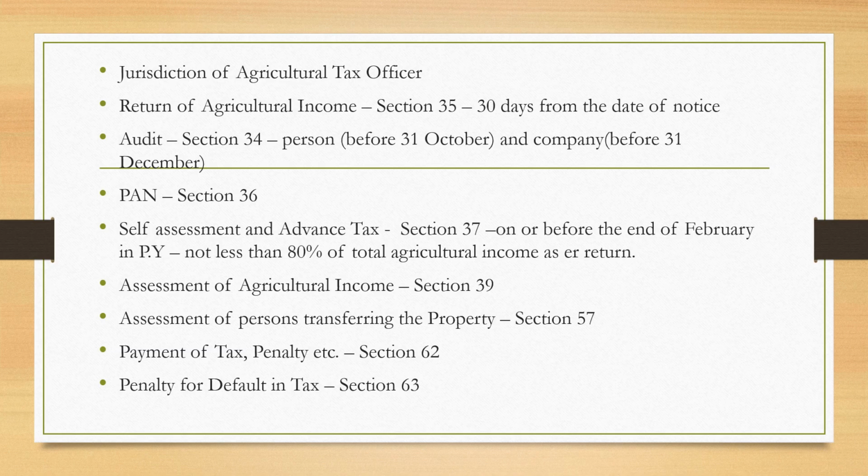Every person liable to furnish a return under section 35 or section 41, before furnishing the return, shall pay the tax due on the total agriculture income derived during the previous year after deducting the advance tax already paid by him.